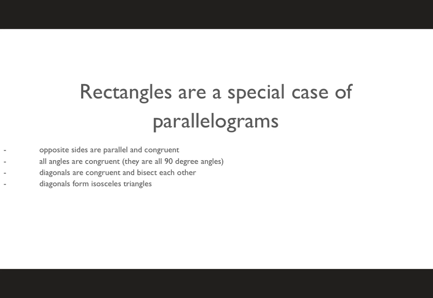So rectangles are a special case of parallelograms. Opposite sides are parallel and congruent. All angles are congruent. The interior angles are all congruent. They are all 90-degree angles. All 90-degree angles are congruent to each other. Diagonals of a rectangle are congruent, and they bisect each other, just like in a parallelogram. But in a rectangle, they're congruent to each other. And diagonals form isosceles triangles, which can be helpful for doing some proofs, as well as solving for missing side and missing angles. I hope this video has been helpful.